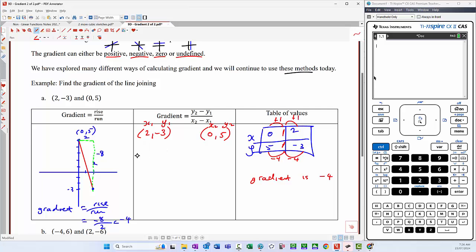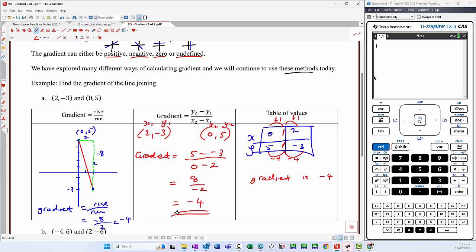And now all I'm going to do is follow the formula. Gradient equals the y2 value, which is going to be 5, take away the y1 value, -3, over the x2 value, which is 0, subtract the x1 value, which is -2. Now that's given us 5 subtract -3 is 8, and 0 take away 2 is -2. Now, a positive divided by a negative is a negative, and 2 goes into 8 4 times.